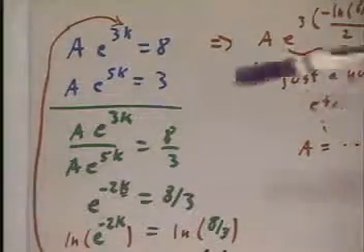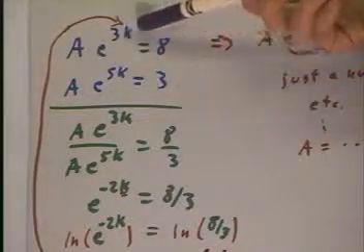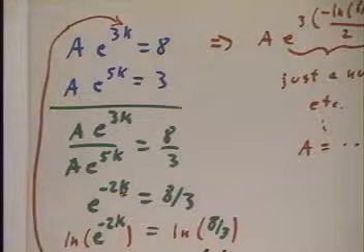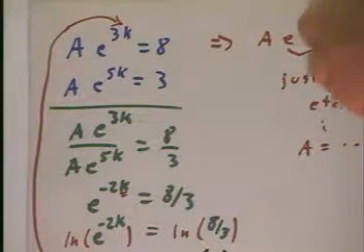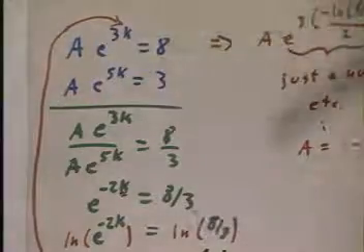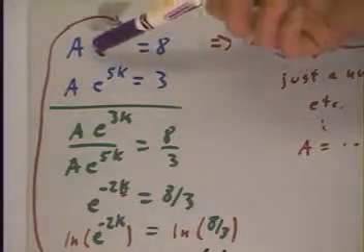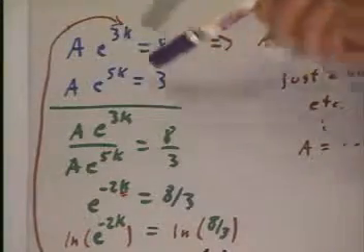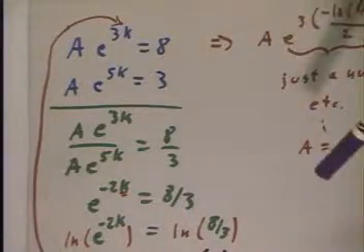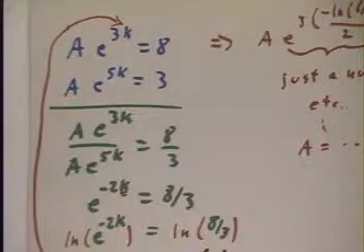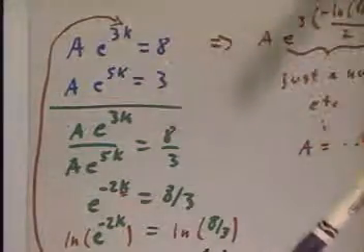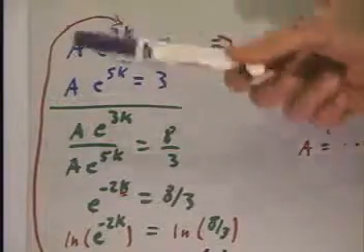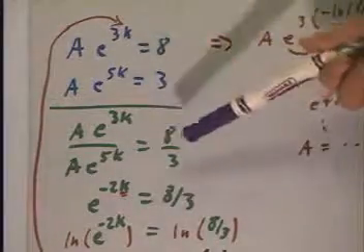If we have two equations, a e to the 3k equals 8, a e to the 5k equals 3, as at the end of the last video clip, we can solve this by dividing the two equations. The difference here is that before we had an a b to the x in both cases. Now it's a e to the kx, and we have to solve this way.